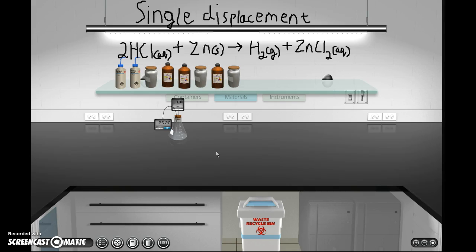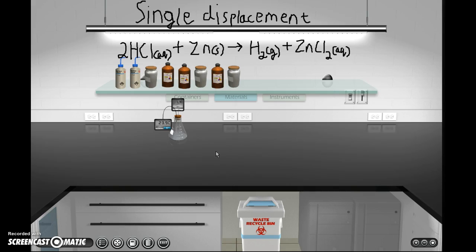So a single displacement reaction is a type of oxidation-reduction reaction where an ion moves out of a compound and is replaced by another, more reactive element. In this reaction, using a reactivity series, we can determine that the most reactive element is zinc, so the zinc will displace the less reactive H+ ion. This reaction will form a new compound, zinc chloride, and the hydrogen will combine to form hydrogen gas.